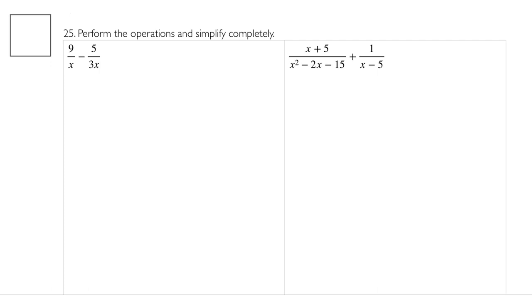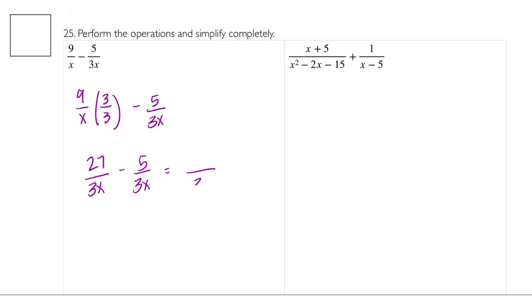And the last section is adding or subtracting, and in order to do that, you have to get a common denominator. So this denominator has an x, this denominator has a 3x, so what would be common is 3x. So we'll need to multiply this first fraction by 3 to give us a common denominator. So that would make it 27 over 3x minus 5 over 3x. Now that we have a common denominator, we can just subtract 27 minus 5, which is 22.